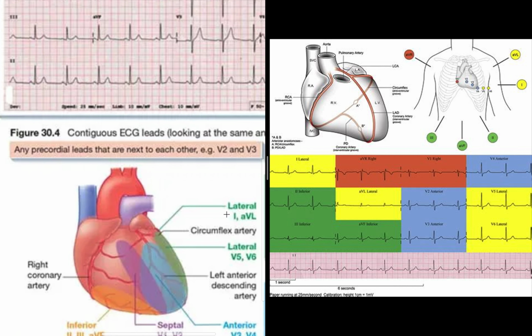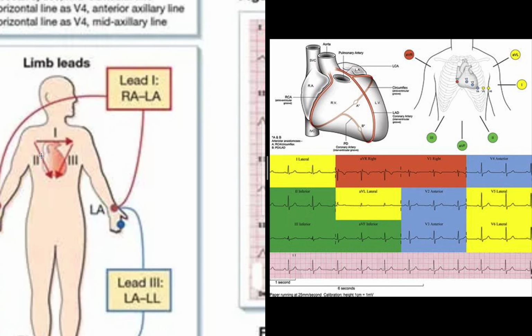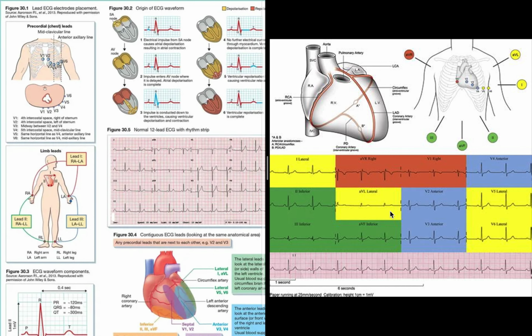So when we look at these leads, we'll notice 1 and AVL are looking kind of at the start of the circumflex artery right in this area. And then we have lead 2. This is called an inferior lead. Why? Because we're measuring from the right arm to the left leg. And when we do that, we look at the bottom or inferior side of the heart. See? When we look at lead 2, it says inferior. Lead 3 is also inferior because that goes from this side to that side. And then AVF is also inferior because we're looking at the augmented vector foot. So we're looking at the bottom.